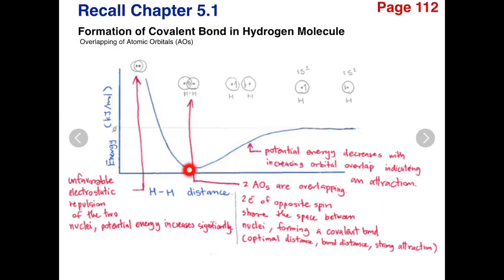The bond between the 2 atoms is measured at this point, which is where the energy is the lowest. This indicates that this is the most stable state. However, if you push these 2 atomic orbitals closer together, the energy goes up. It indicates that they start to repel each other, which is very unfavorable, because the 2 nuclei getting closer together repel each other since they have the same positive charge.